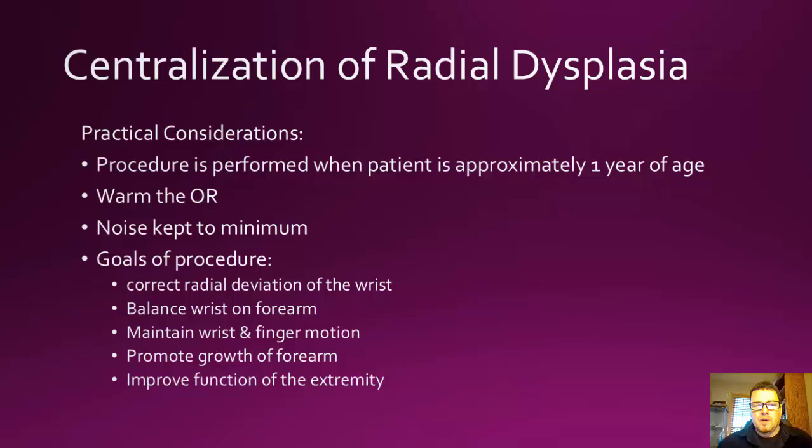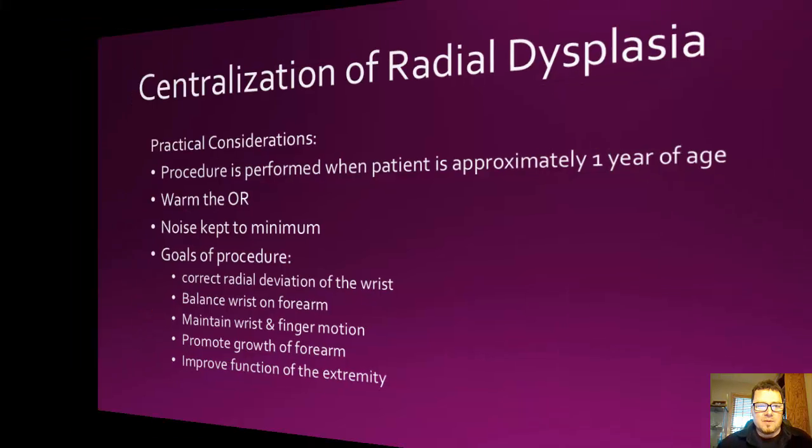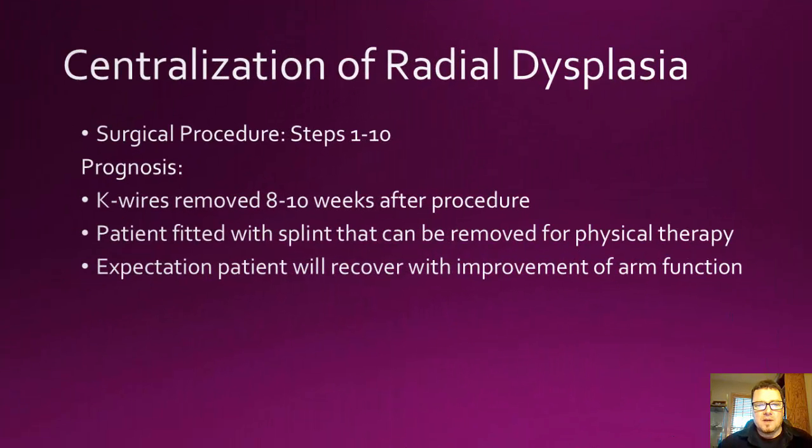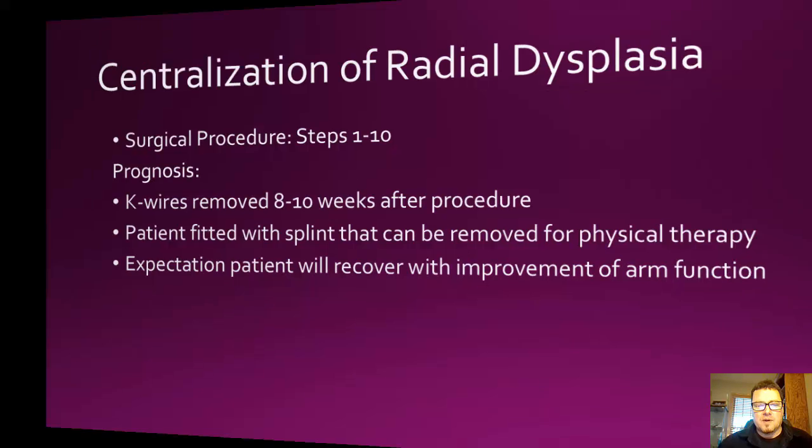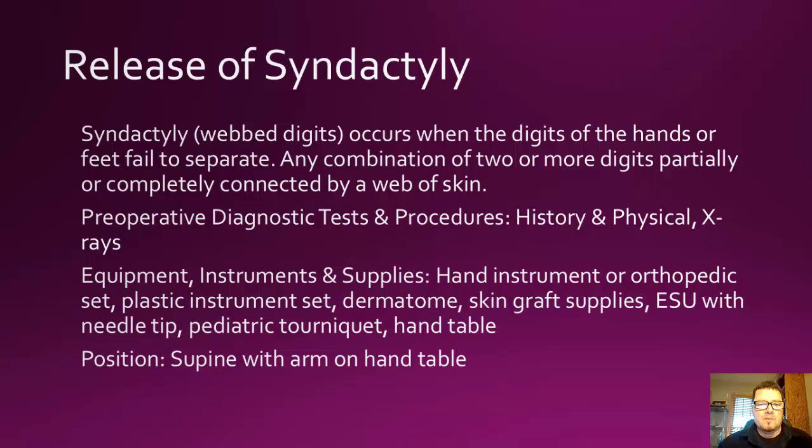So we want to correct the radial deviation of the wrist, and we want to maintain wrist and finger motion, and we also want the forearm to grow. So we're really just trying to improve all of the function in that extremity and correct that deviation of the wrist. K-wires will be placed in these. They get removed about 8 to 10 weeks after the procedure. And the patient is fitted with a splint that they can take on and off when they're having physical therapy. The patient should get better movement of their arm from this procedure.